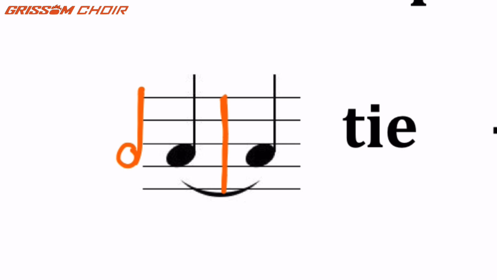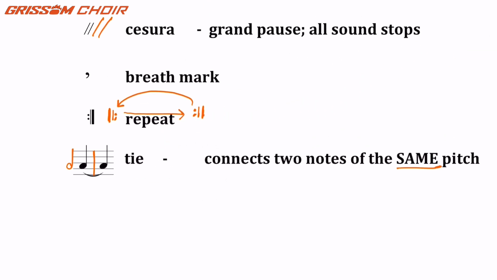So again, a tie is a line that connects two notes of the same pitch. And that is everything that is on 1.2.